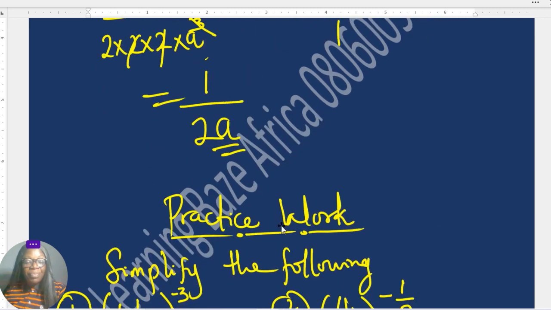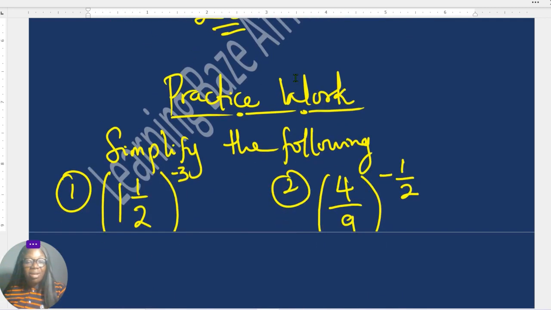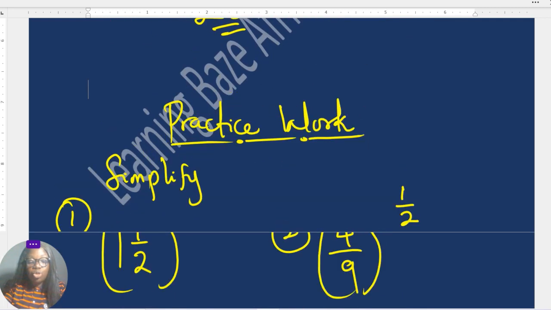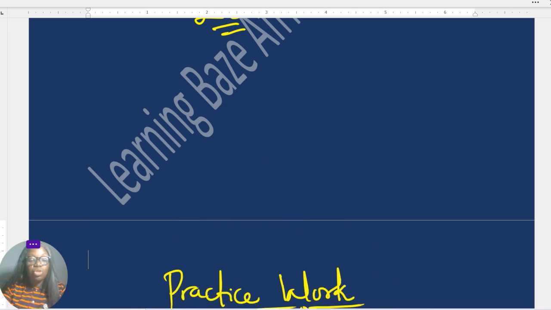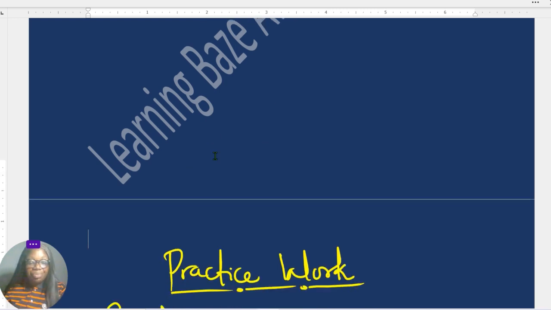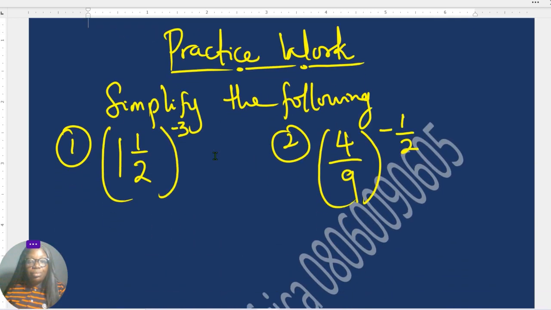I hope you understand very well how to simplify numbers and terms that have both positive indices and negative indices. Now, this is the practical. I want you to practice what you have learned. Go ahead and simplify the following and share your answer with us.